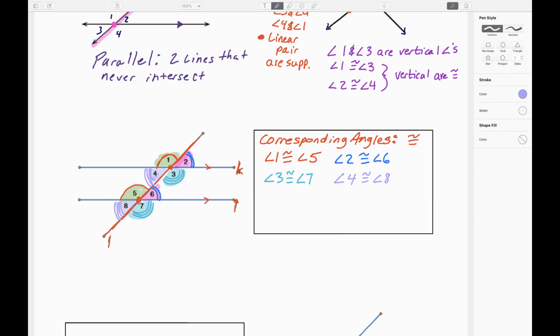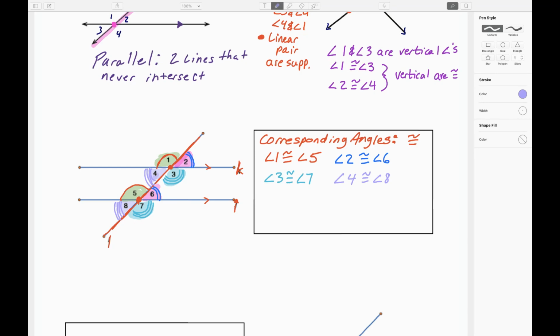All right. So, corresponding angles are congruent, and you can see that. You can look at the colors, and they seem to match size-wise. There's a set of acute angles, and there's a set of obtuse angles. You can kind of see that. 4 and 8, 2 and 6 seem to be the acute angles. 1 and 5, 3 and 7 appear to be the obtuse angles. And so you see that they match. So corresponding angles are congruent. That's the first relationship we have here.